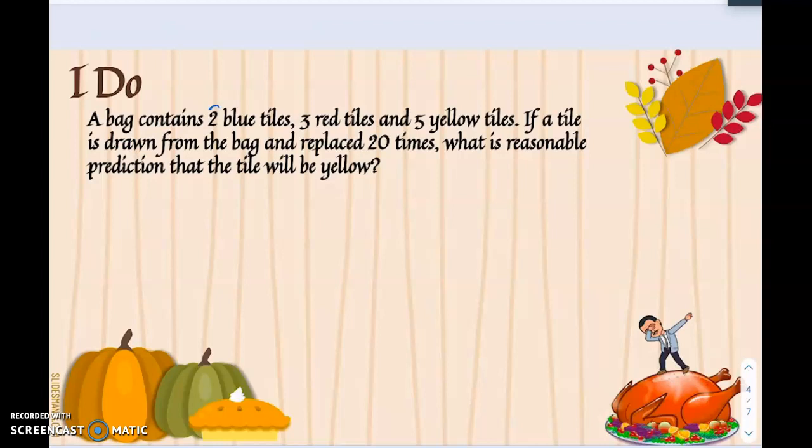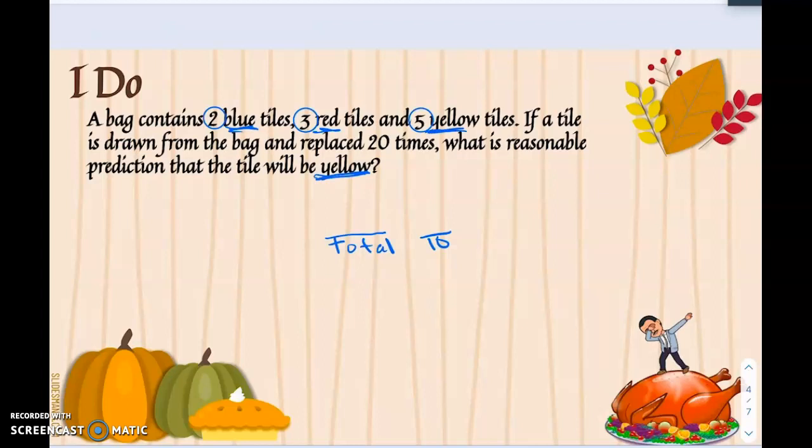I know that I have 2 blue, 3 red, and 5 yellow for a total of 10. Let me write this on. A total of 10 tiles. Now, I am looking for a yellow tile. I have 2 blue, 3 red, and 5 yellow.